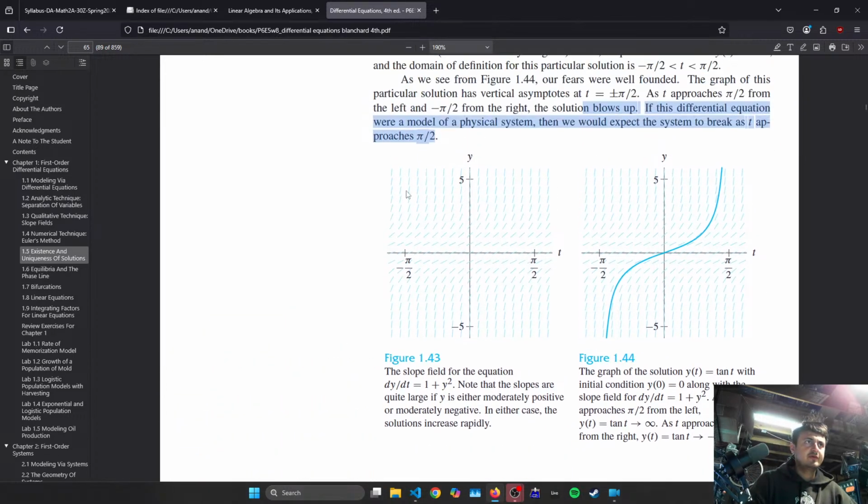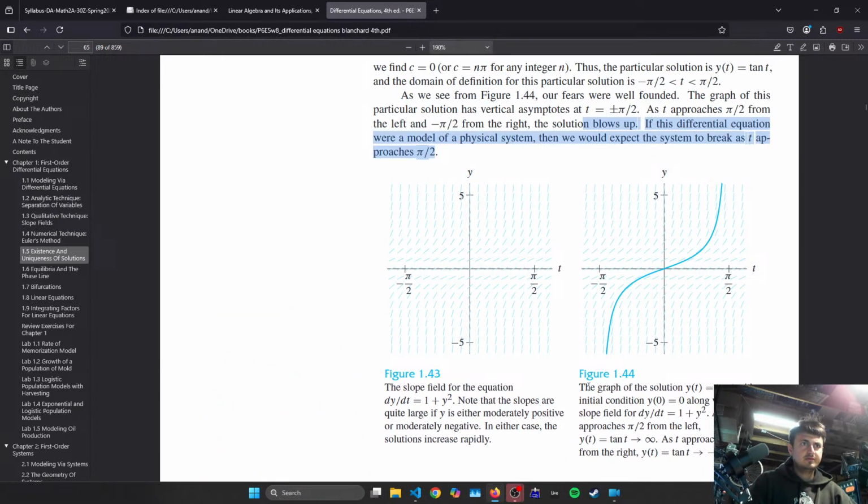So this is a slope field, and this is the particular solution.